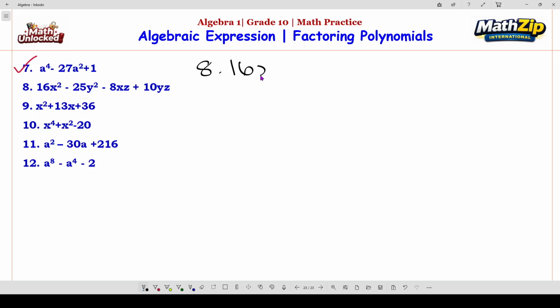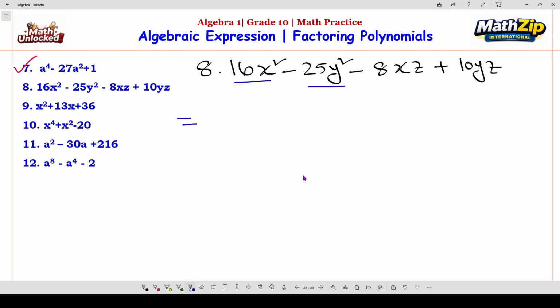Question 8. 16x square minus 25y square minus 8xz plus 10yz. So from here we can write, this is 16x square and minus 25y square. We can make like 4x square minus 5y square.